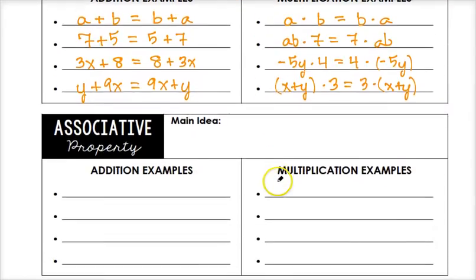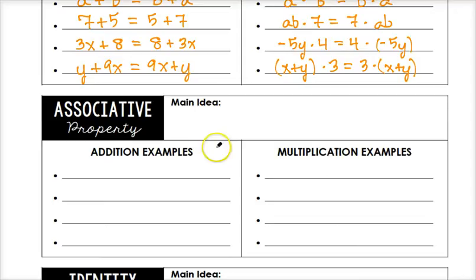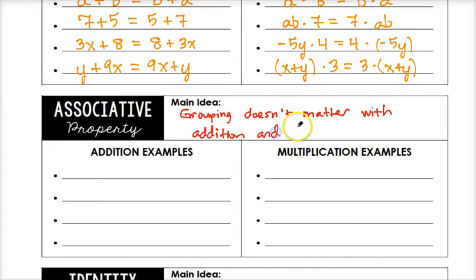Next, we have the associative property, and the main idea with the associative property is that grouping doesn't matter. And again, that's with addition and multiplication. The main way we show grouping in mathematics is by using grouping symbols, or more commonly parentheses.